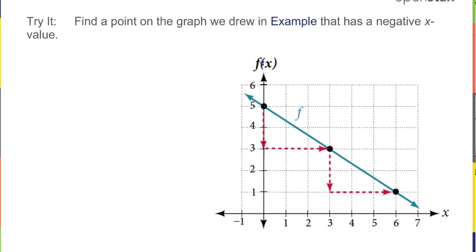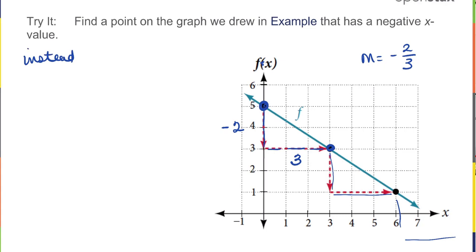Okay, so I'm looking at the slope. My slope is from this point here to this point here. I'm going to go down 2, so that's negative 2. I'm going to go right 3. So the slope is negative 2/3. And then if I keep going down 2 and right 3, I'm not going to get any x values that are negative. But if I do the opposite, instead of down 2 and right 3, we're going to go up 2 and left 3.